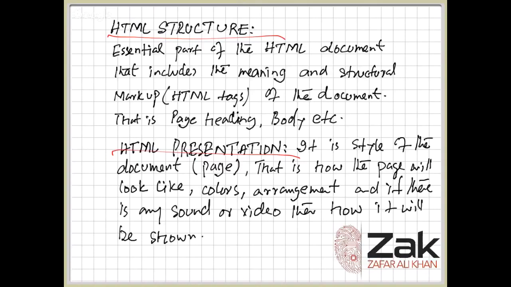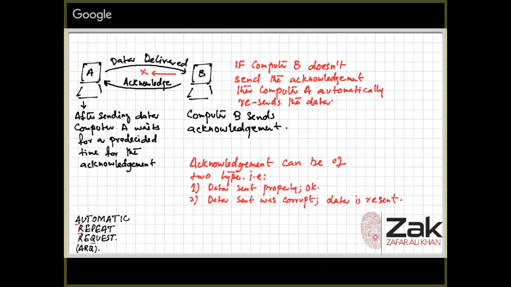They will set time. If the sender sends the data and the receiver does not reply, the sender is sending data again. If receiver replies, acknowledges, that is fine. The next data would go. If computer B does not send the acknowledgement, computer A automatically resends the data. That is why we call it automatic repeat request.